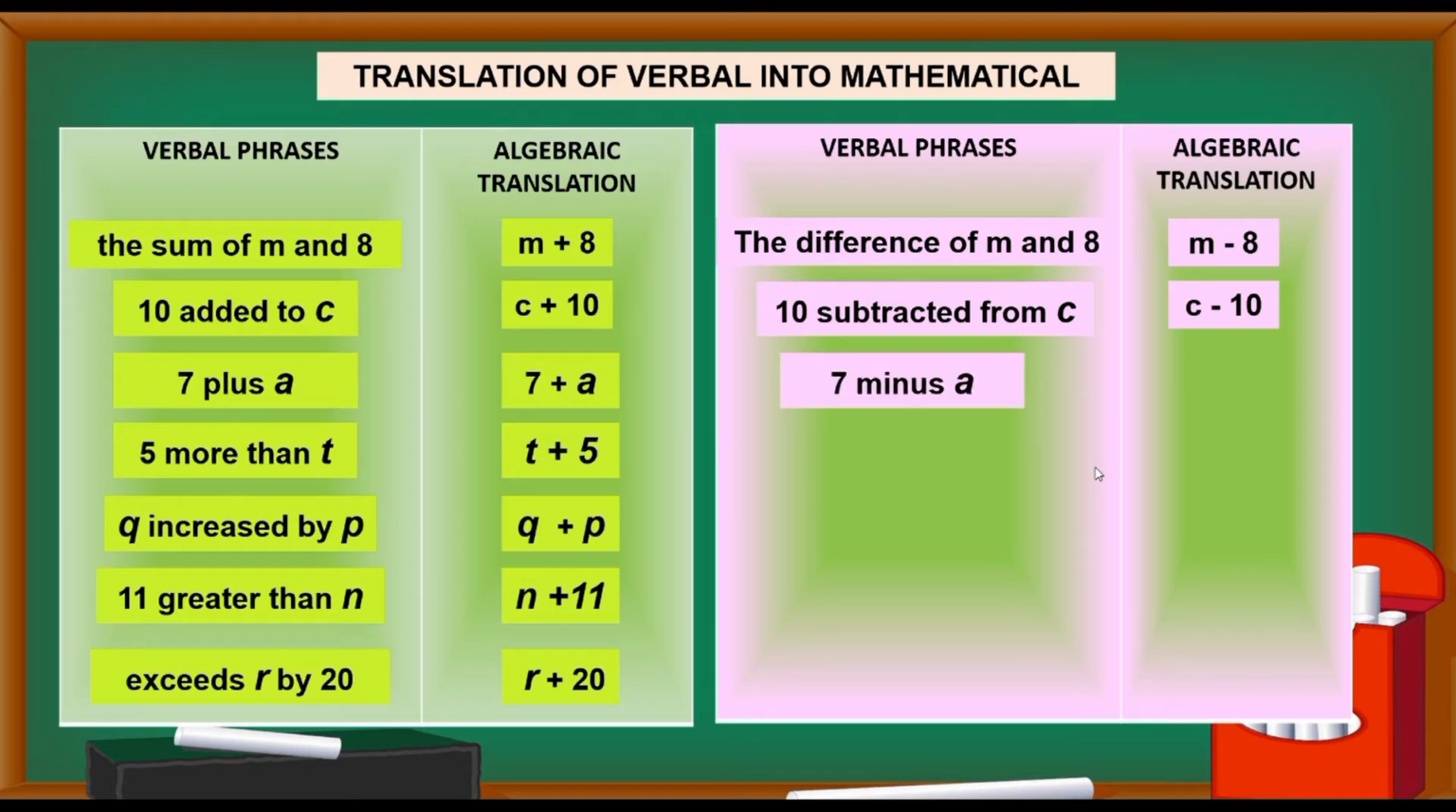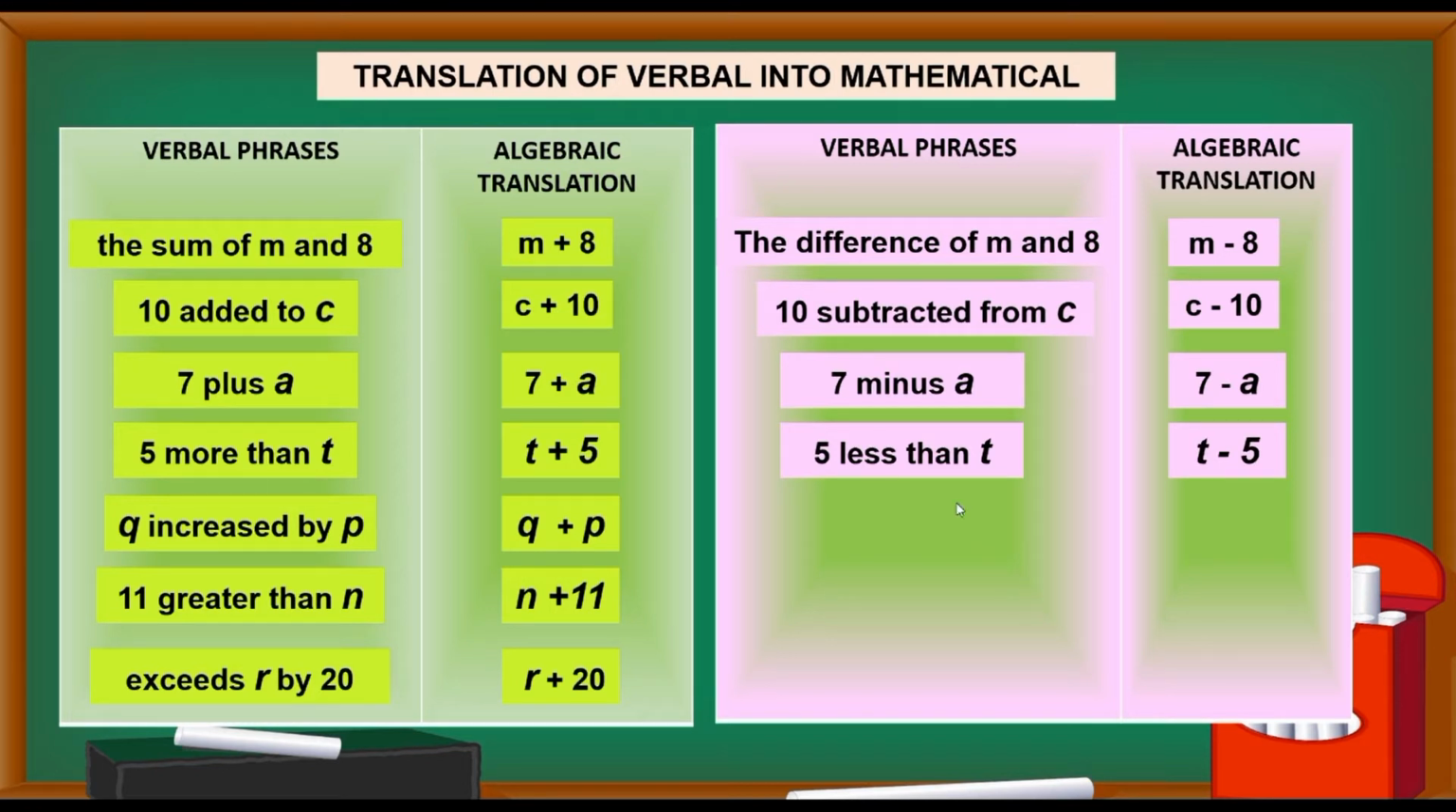Next one is 7 minus A. So, since minus lang po ang term, diretso lang yan. So, 7 minus A. Another is 5 less than t. So, para siyang more than dun sa ating addition. Less than. So, ibig sabihin, mauuna yung pangalawang number. So, magiging t minus 5. Tandaan nyo po yun. So, para siyang subtracted from at less than. Parehas sila. Mauuna palagi yung pangalawang number or letters.